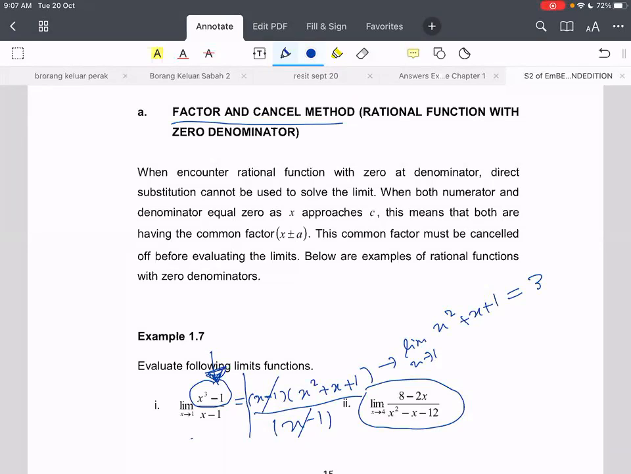Okay, understand? Now we move to the second question, this one. Which one do you need to factorize? The top, the bottom, or both? Yes, true, both. Try to solve this. You need to factorize both the numerator and denominator. So the numerator, if you factorize, it will become what?